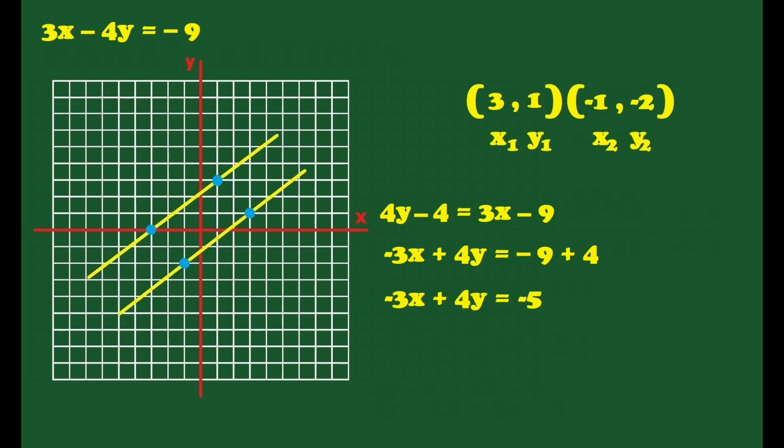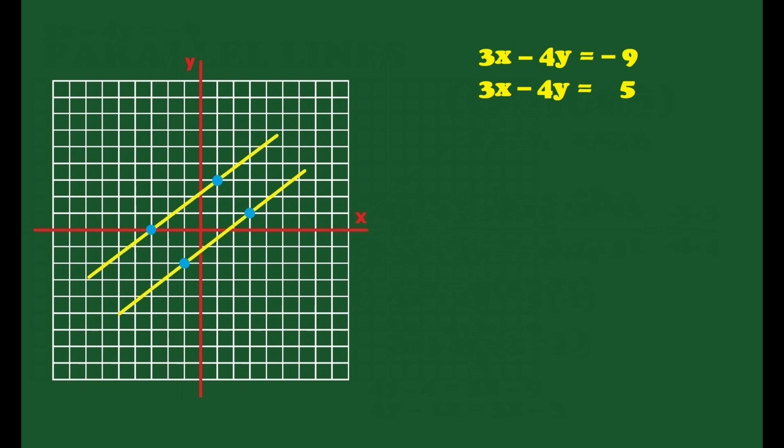We may want to multiply -1 to both sides, to make 3x positive, just as shown. Now the equation of the second line is created. These are now the equations of the two lines.